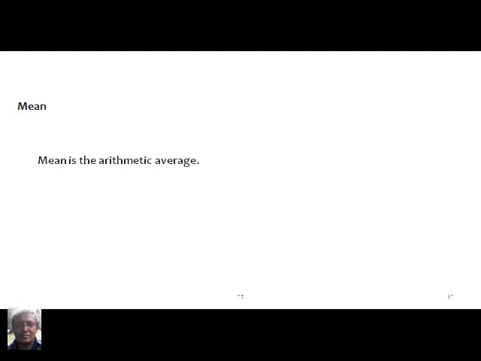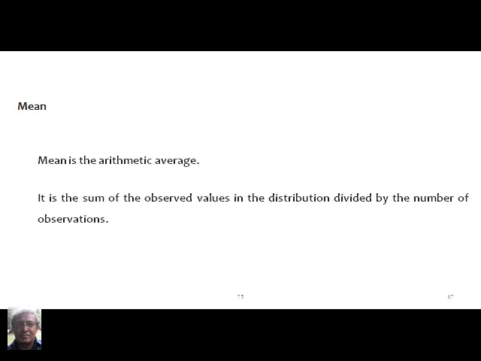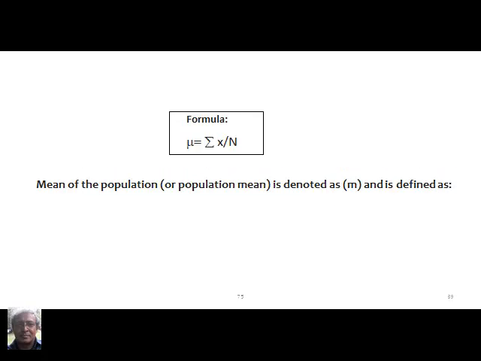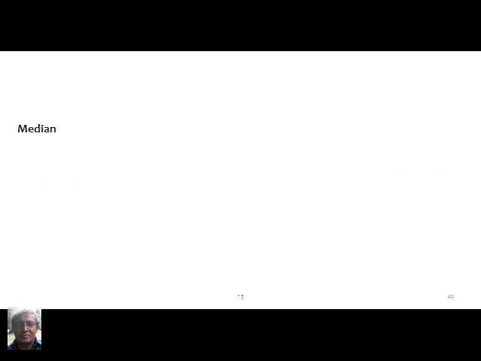Mean. Mean is the arithmetic average. It is the sum of the observed values in the distribution, divided by the number of observations. It is the location measure most frequently used for interval ratio data, but can be misleading when the distribution contains extreme scores, large or small. Mean of the population, or population mean, is denoted as M, and is defined as follows.